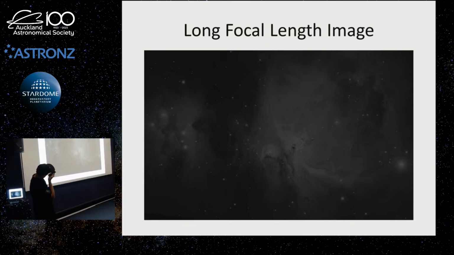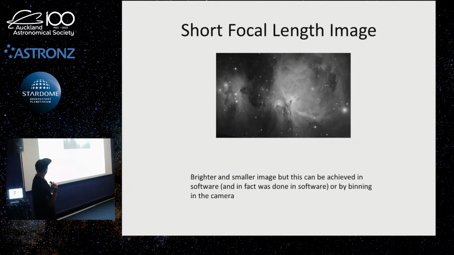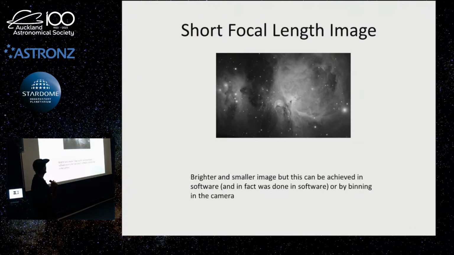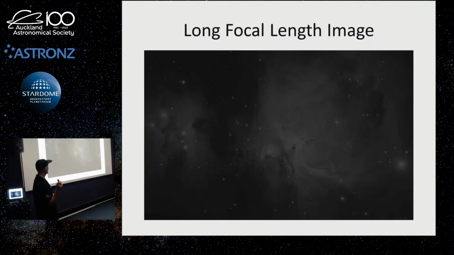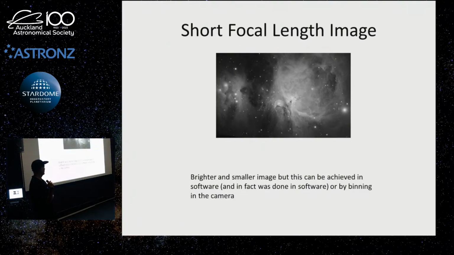I'll explain this again. I explained it last time, but I'll explain it again. You have a long focal length, and your image appears to be very faint. A short focal length image appears to be bright. So this is where the myth comes from. People say, oh, it's a brighter image because that's brighter than that. But both images come from the same number of photons. So they're the same quality of image, except in this one, you've lost a little bit of resolution.